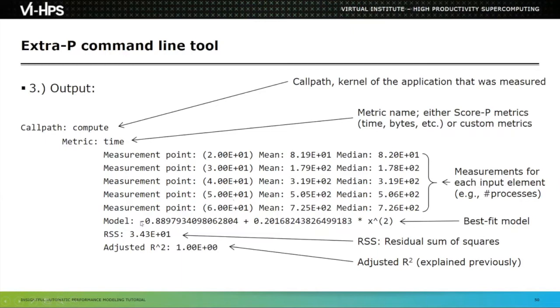And then, of course, we also get the model that ExtraP has created for us, which is automatically the best fit model that ExtraP found. In the end, you will also have some statistical quality control metrics that tell you how well the model fits. For example, here the R square is 1 in this case, and this tells you that the model has a great fit on our measurement points.